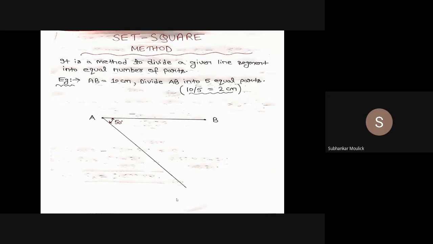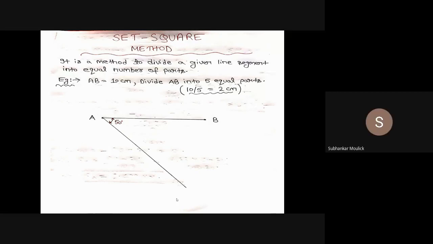Now the angle, whatever you choose, is up to you. You can draw a 35-degree angle line, you can draw a 45-degree angle line, you can draw a 58-degree angle line, but it should be an acute angle. Is it clear? Yes, sir.